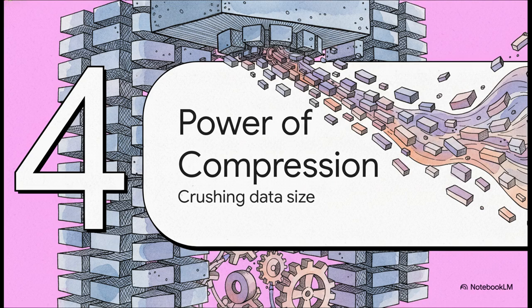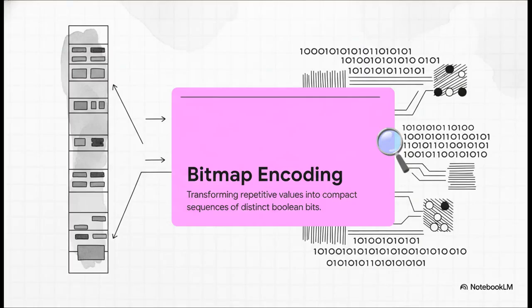Let's talk about crushing data size. Because columnar layouts inherently group similar data together, the values inside a single file end up being incredibly repetitive. And repetition makes them absolutely ripe for advanced compression techniques. One of the most powerful ones is called bitmap encoding. This transforms a column of repetitive values into highly compact sequences of distinct Boolean bits.